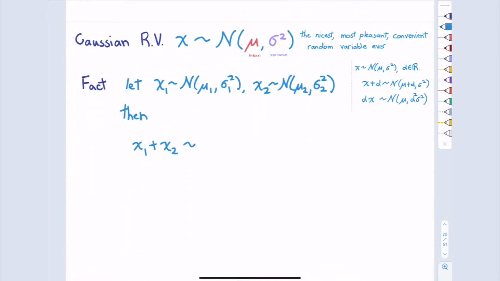Here's another one. Suppose you had two Gaussian random variables and you add them up. What do you get?